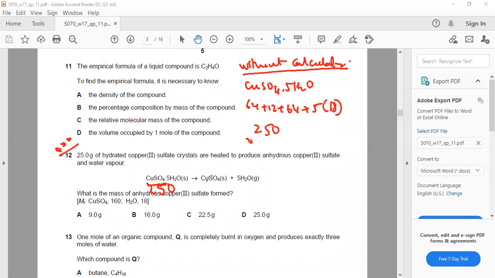From 250, copper sulfate formula mass is 160. It's better to use the word formula mass, not molecular mass, because copper sulfate is an ionic compound. So 250 gram of hydrated copper sulfate gives 160 gram anhydrous. Question is 25 gram. So you can see it is 10 times less, so it will be 16 gram. B is the answer.